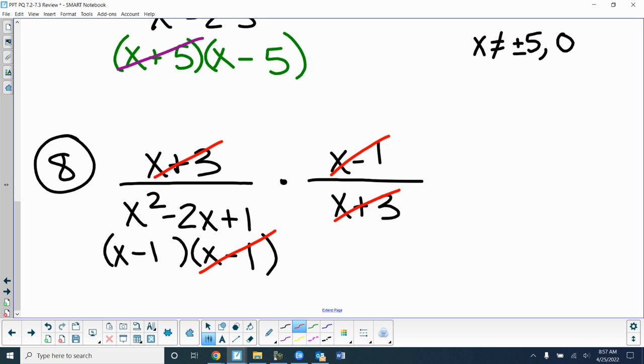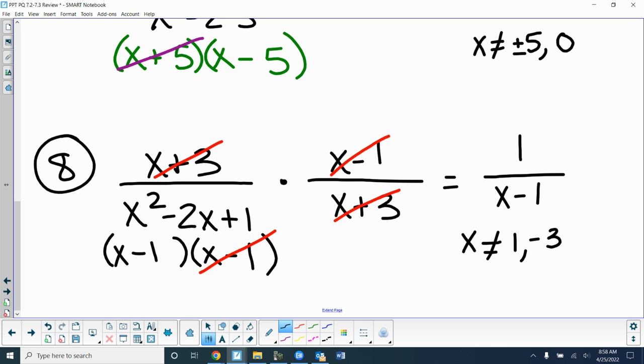Remember, when I divide something by itself, like 5 divided by 5, what's the answer? 1, right? Not a 0. So sometimes we get messed up when that happens. Remember, this will be 1 in the top, x minus 1 in the bottom. And x cannot equal 1 or negative 3. If I used either of those numbers for x, I'd get an undefined issue, dividing by 0.